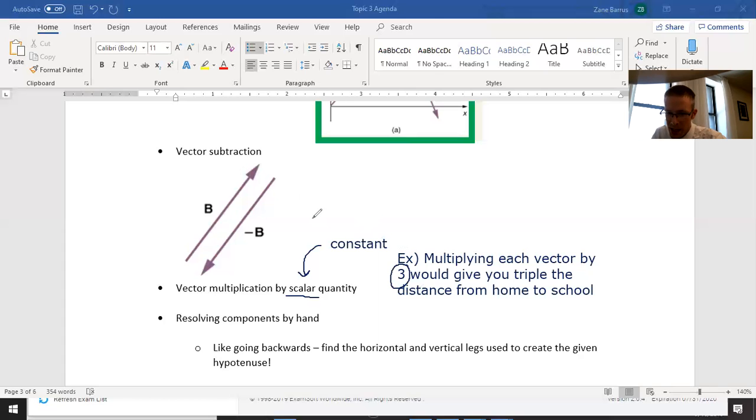So suppose that my distance to school was 5 miles. If I multiplied that distance by 3, my resultant vector would be like 15 miles. That's pretty much all there is to this bullet point. So it's pretty easy. Okay, you're not really going to be doing that much in this section. It's mostly just geometry, Pythagorean theorem, a little bit of trig. Okay. All right.